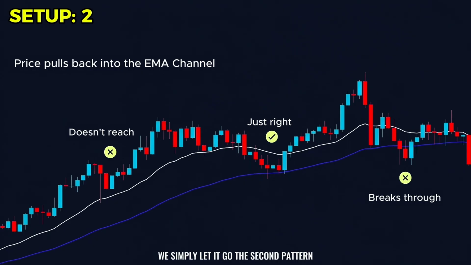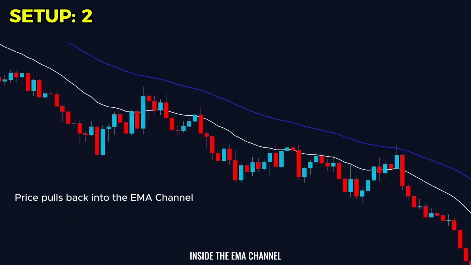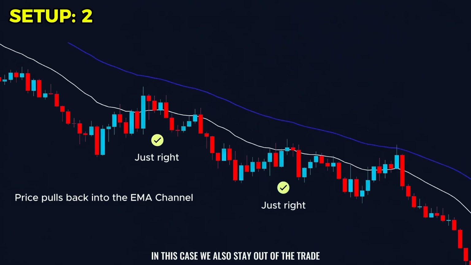The second pattern is when the price pulls back and closes inside the EMA channel. This is exactly what we're looking for. We prepare to enter the trade and expect the trend to continue. The third pattern is when the price pulls back and closes below the EMA channel. In this case, we also stay out of the trade because the price may continue moving lower.